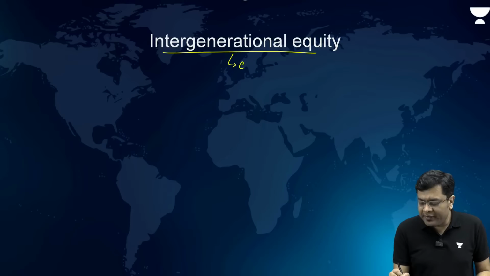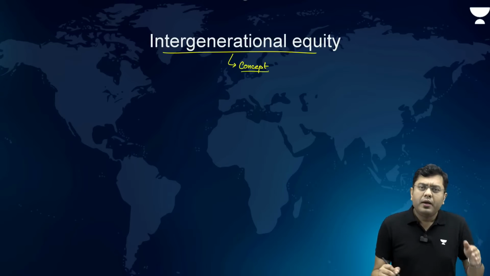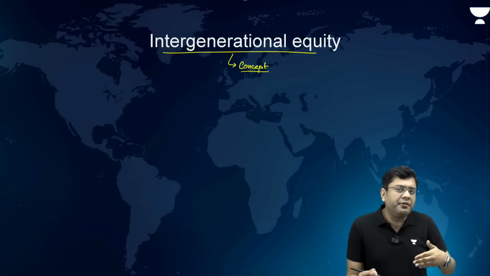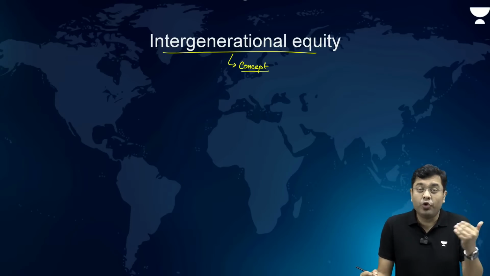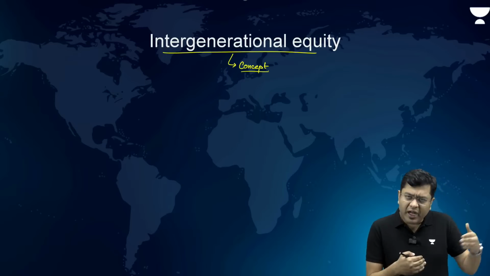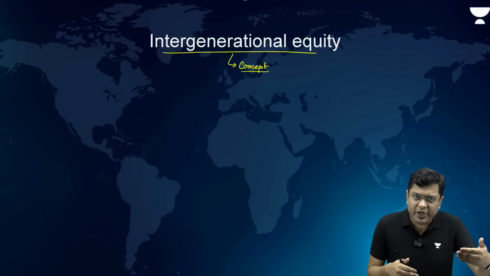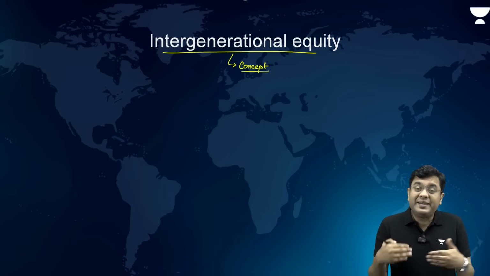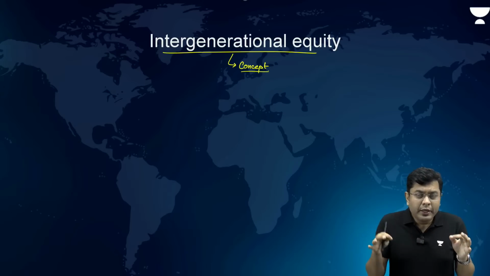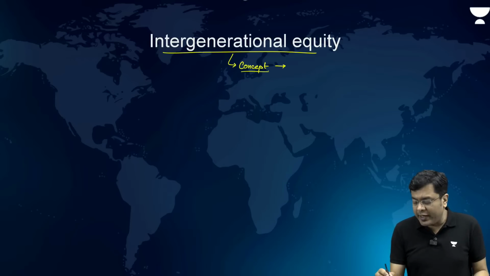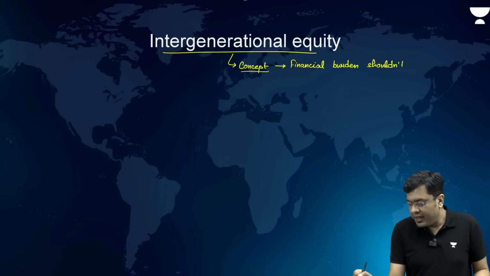The concept is very simple. It says that, look, our generation, for example, we are getting some services from the government. Services such as healthcare, roads, electricity, maybe subsidized rations, etc. Now for that, we end up paying some taxes. The next generation should also get the same facilities or more, but their financial burden should not increase. So in simple terms, intergenerational equity says that the financial burden shouldn't increase from one generation to the next. Right? This is a simple thing.